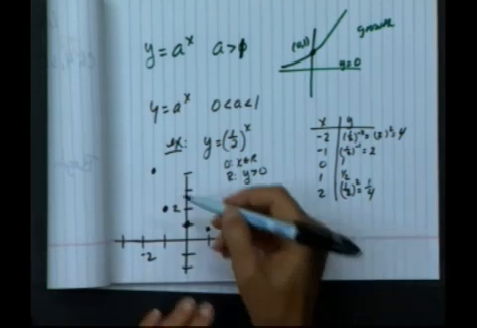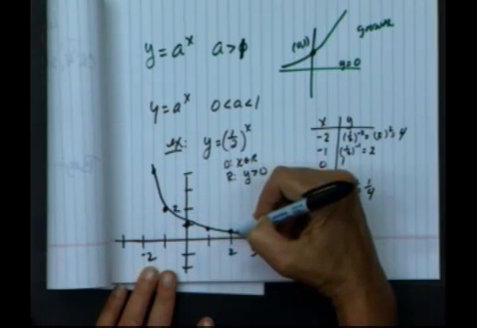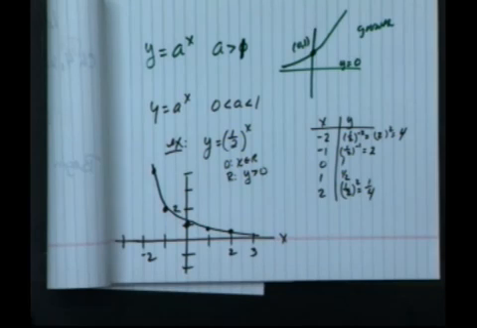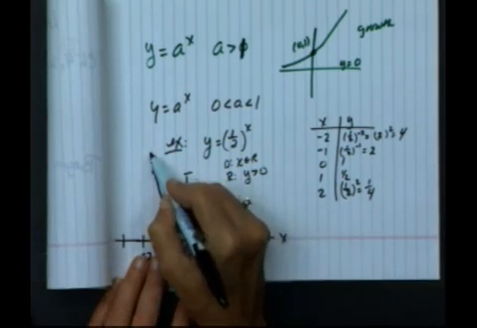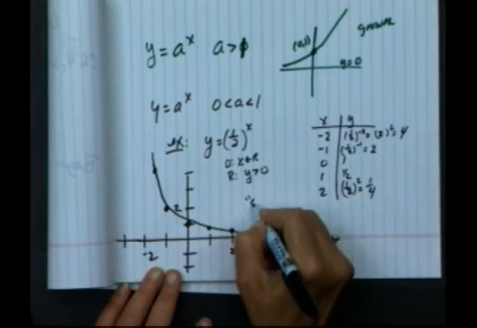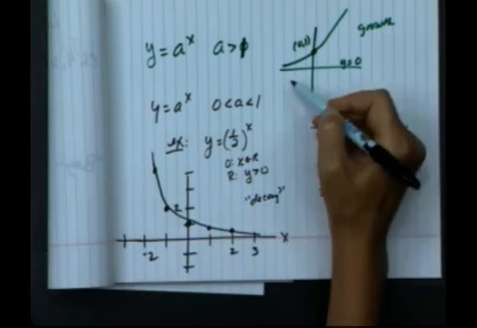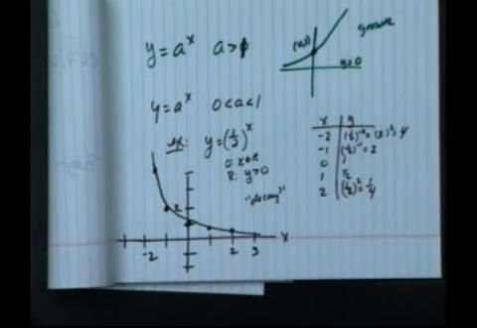Okay, do you see what the graph's going to look like? It's going to go like this. As opposed to the growth, we call this one a decay function. Decay. It's always decreasing where the growth was always increasing.